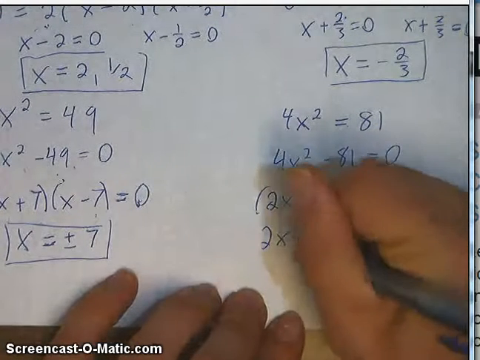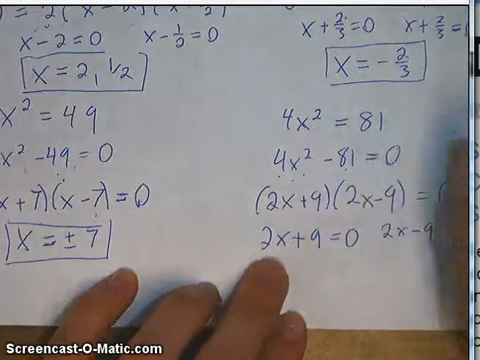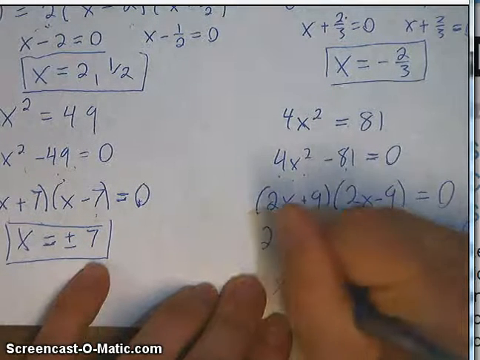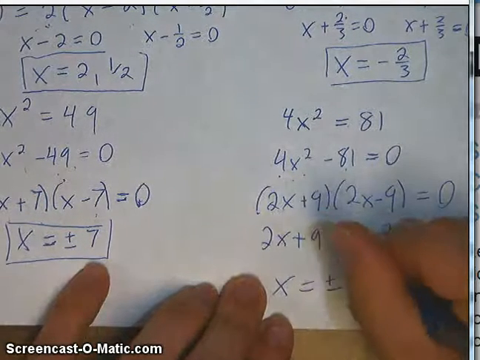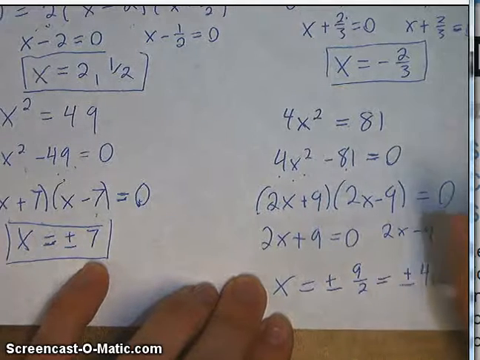So I'm going to set each of these equal to 0. And I'm going to end up with x equals positive and negative 9 over 2, which is equivalent to positive and negative 4.5.